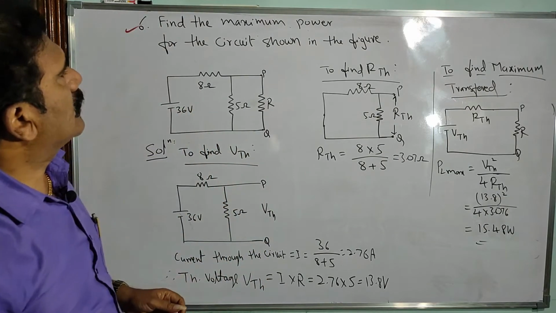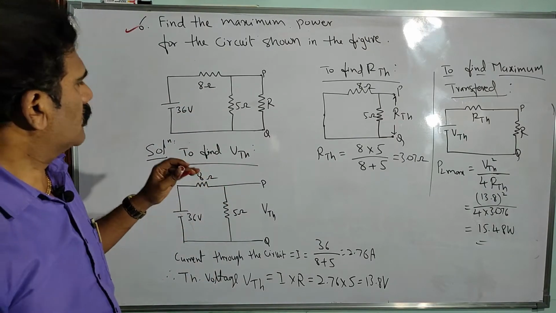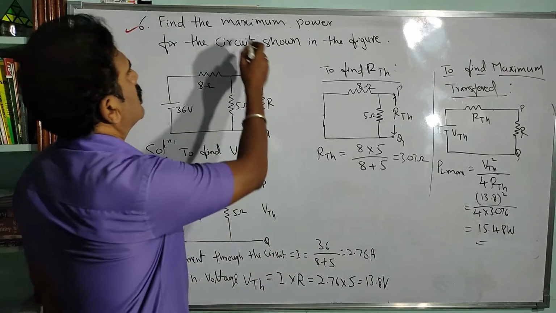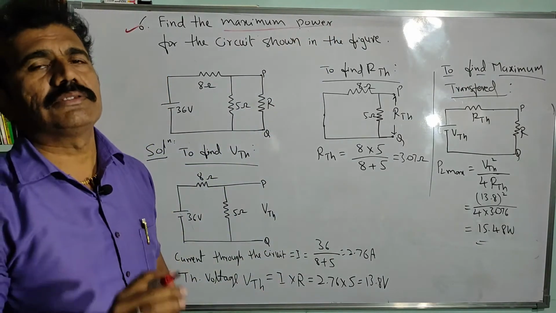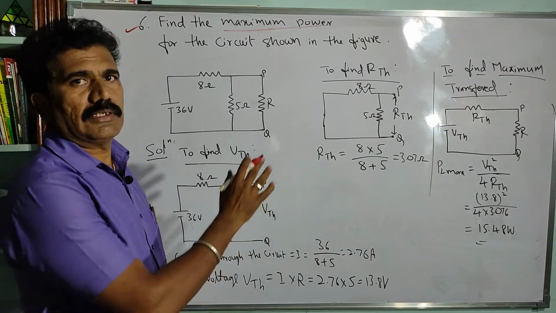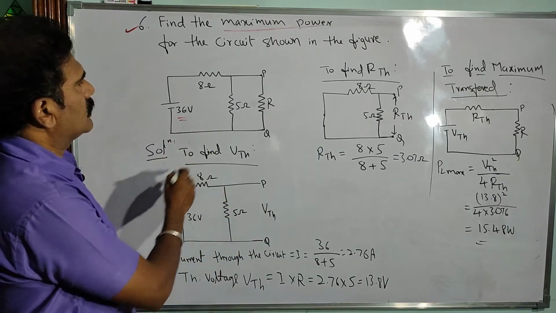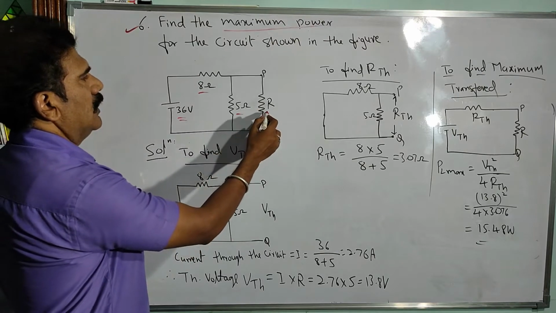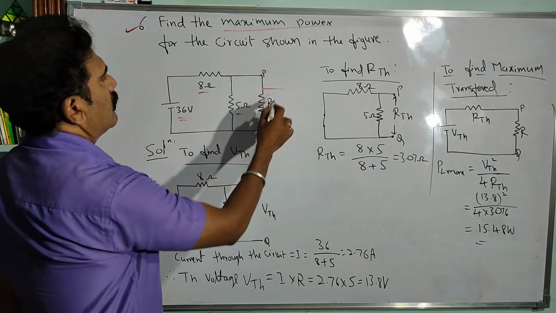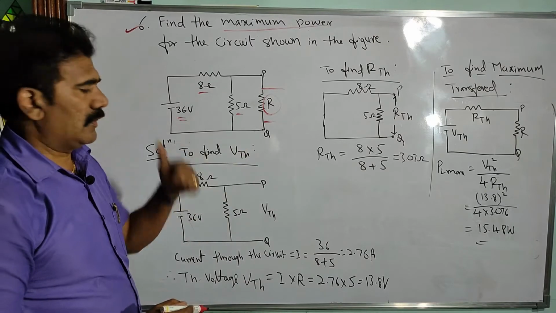Okay, look at the next problem. Find the maximum power for the circuit shown in the figure. Simple. Actually in this problem we have to follow the Thevenin's method only, because determination of maximum power is possible by knowing the value of VTH and RTH. So first find out the value of VTH and RTH as usual. Look at the circuit. We have a 36 volt source, an 8 ohm resistance, and 5 ohms, and let us say R is unknown. Still we can find out the maximum power obtained across the resistance R with the help of Thevenin's theorem.